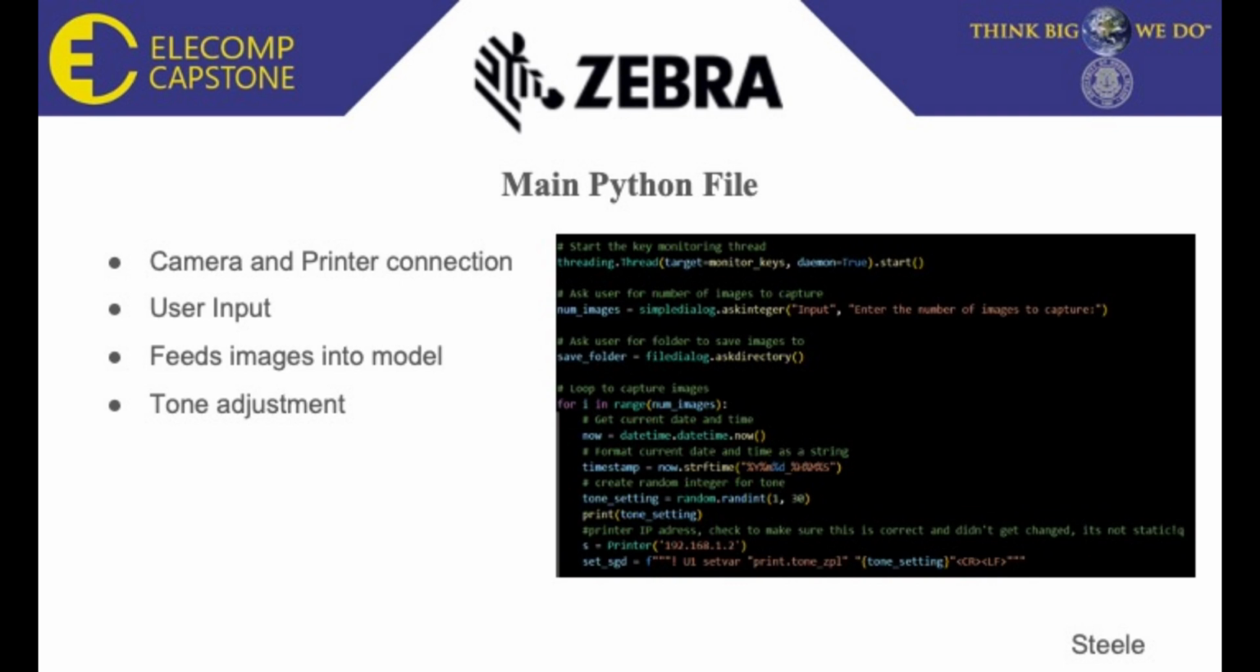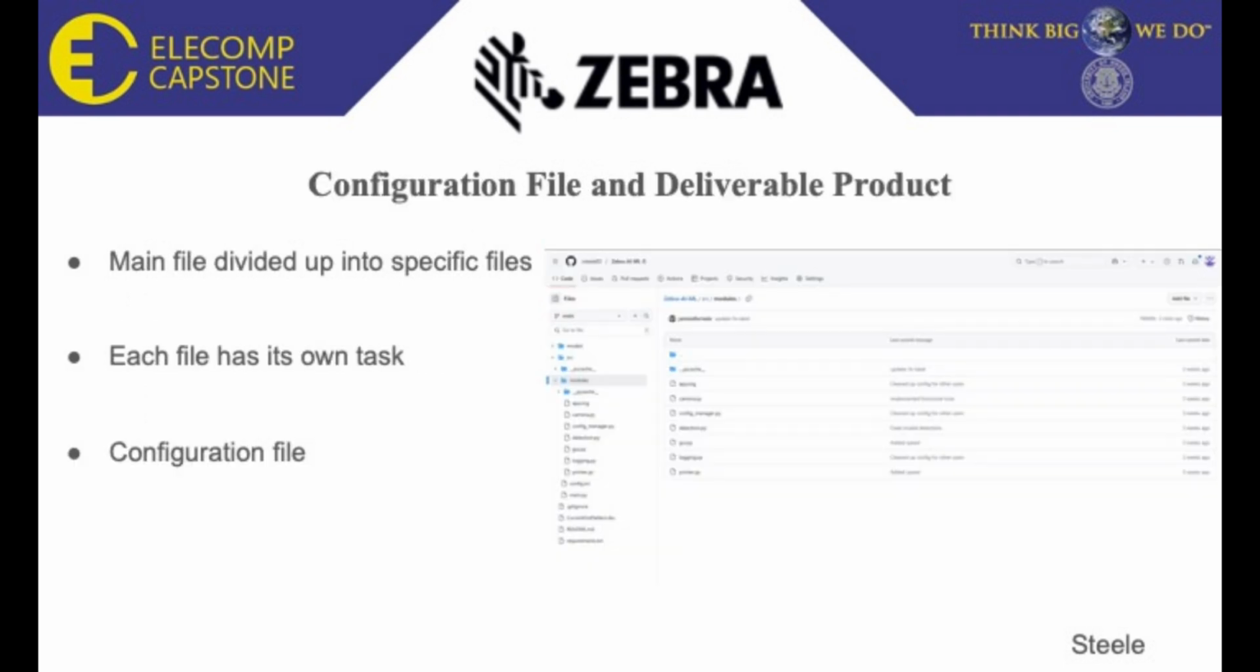We decided that it would be a more professional approach to have multiple files. For example, camera and printer connection each had their own file, and each file had its own task. We then implemented a configuration file, which would take in specific file paths and the IP address for the printer. We thought that this would be a better approach because connecting the printer to the Wi-Fi was changing the IP address, so allowing the user to make a simple change in a configuration file allowed for easier production.